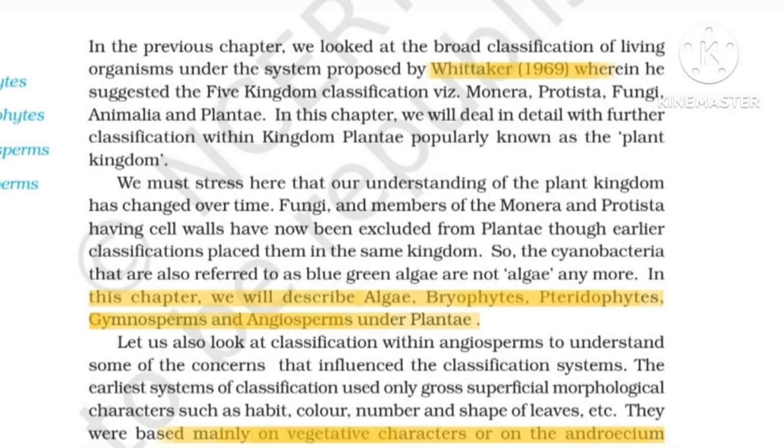Here we are going to study the third chapter, that is Plant Kingdom. Let's start the topic. I highlighted all the key points of this topic.